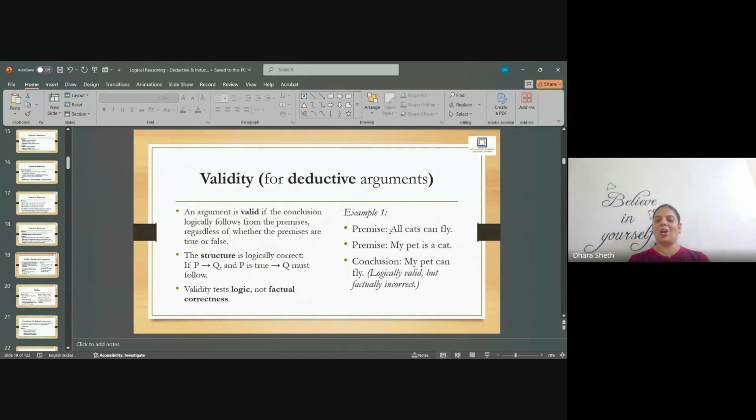For example, all cats can fly. My pet is a cat, so my pet can fly. Logically, it is a valid statement, even if it is factually incorrect. The structure is: if P is Q and P is true, then Q must follow. P is Q: cats can fly. P is true: my pet is a cat. Then logically Q has to follow: my pet can fly. Validity tests the logic, not factual correctness.